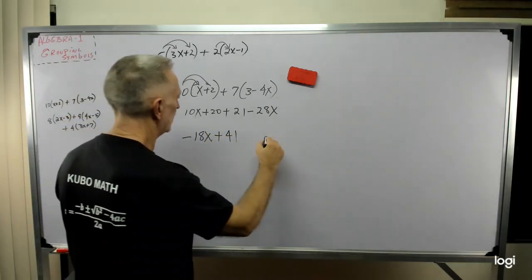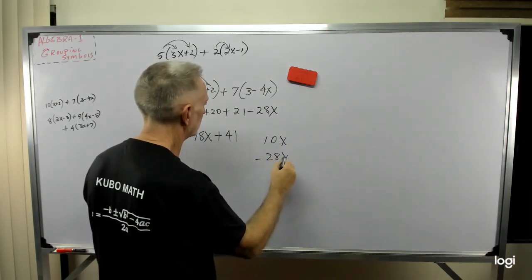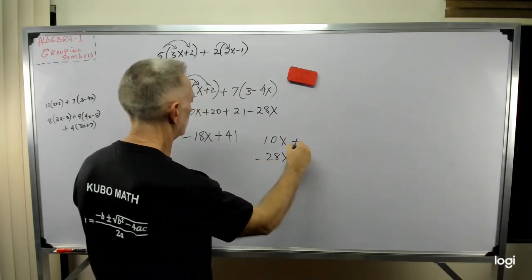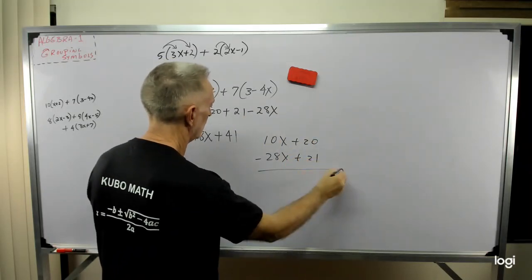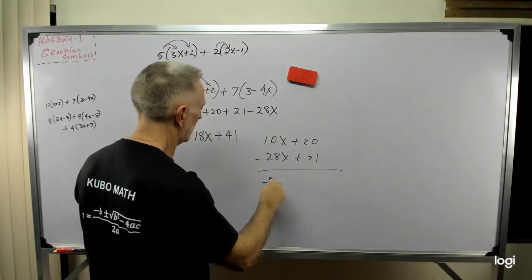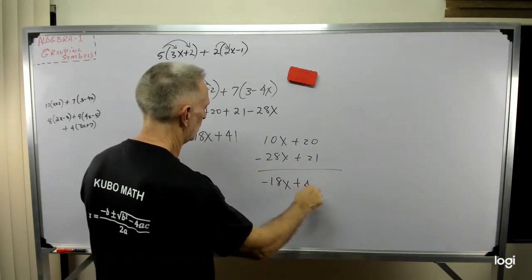So if we put that in a column, 10x minus 28x plus 20 plus 21, that's what we would have. So we'd have a minus 18x plus 41.